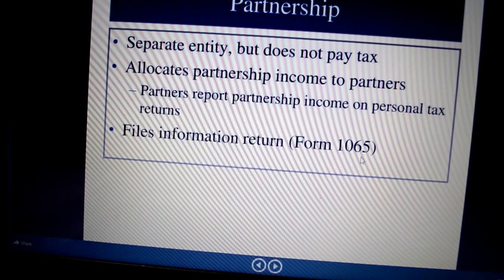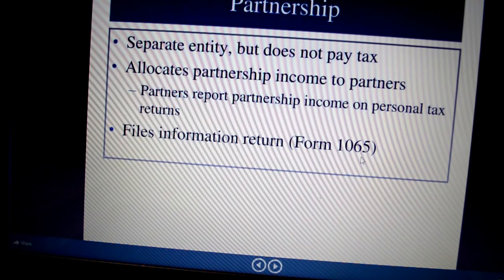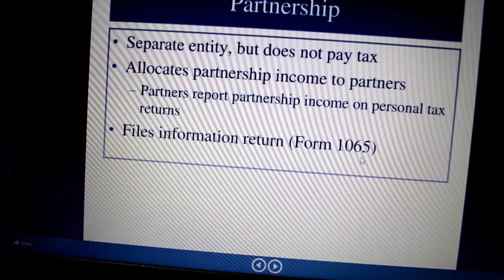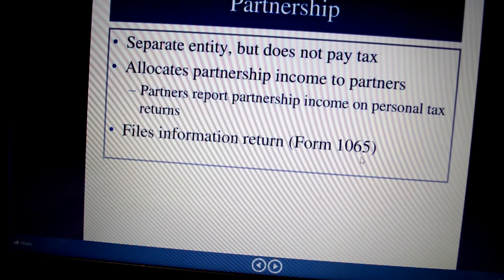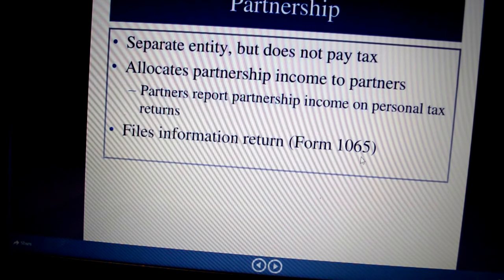Partnerships. Partnerships are not subject to federal income tax. However, a partnership is required to file a Form 1065, which reports the results of the partnership's business activities. Most income and expense items are aggregated in computing the ordinary business income or loss of the partnership on Form 1065.